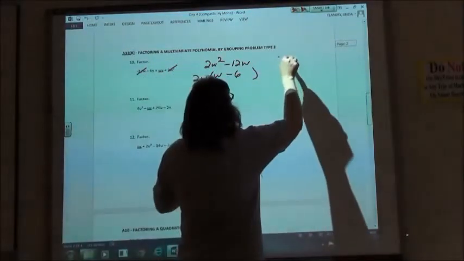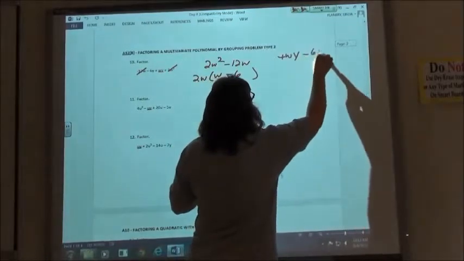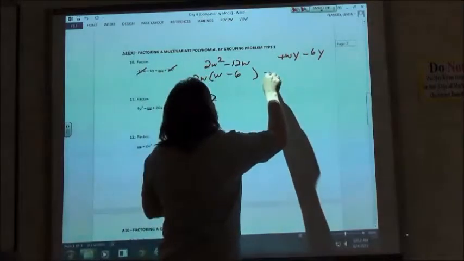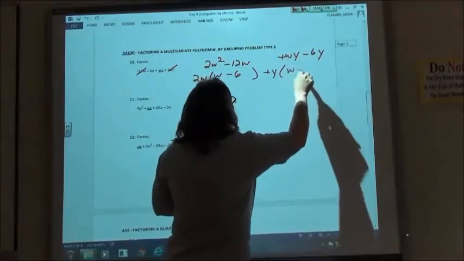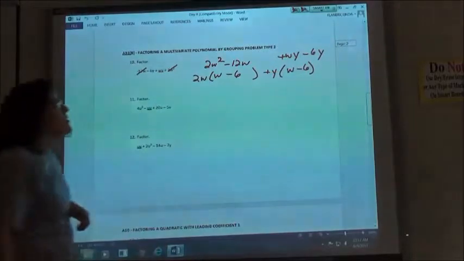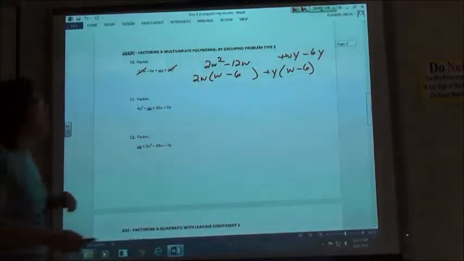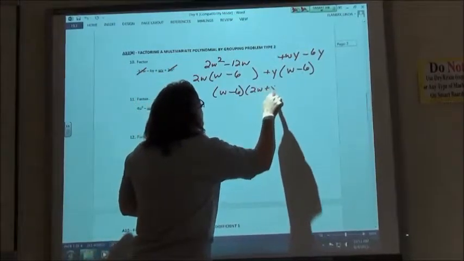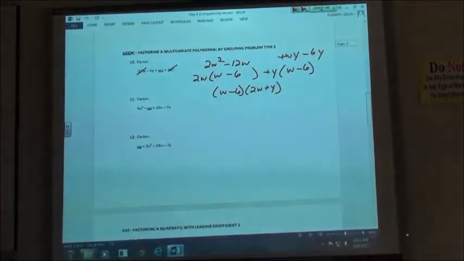When I'm looking at my other two terms, since I want the w first in my parentheses, I'm going to put the term with the w first when I write them down. So I have the plus wy and the minus 6y. Again, I look at that and say, okay, I want my signs to stay the same, so I'm going to take out a positive y instead of a negative y. So I'm going to take out the plus y, which leaves me the w minus 6. And now what's in my parentheses is exactly the same thing, which is what I want. And so w minus 6 times 2w plus y is going to be my answer.